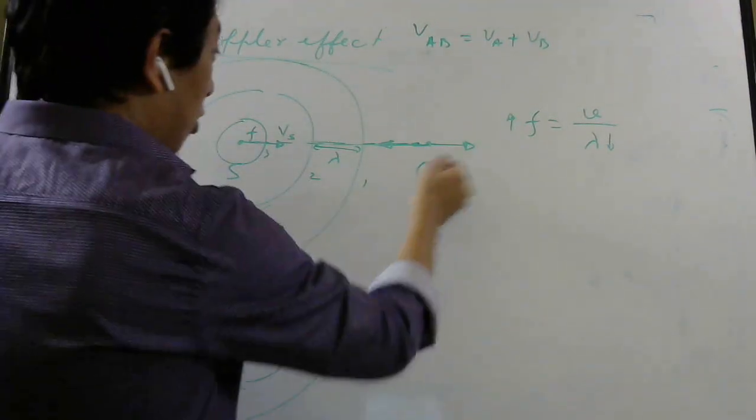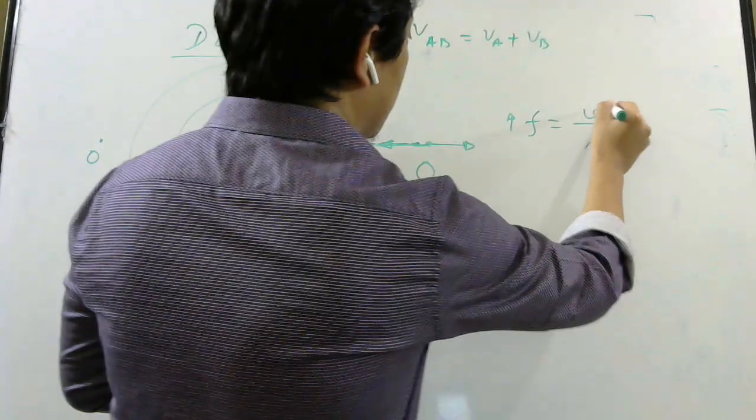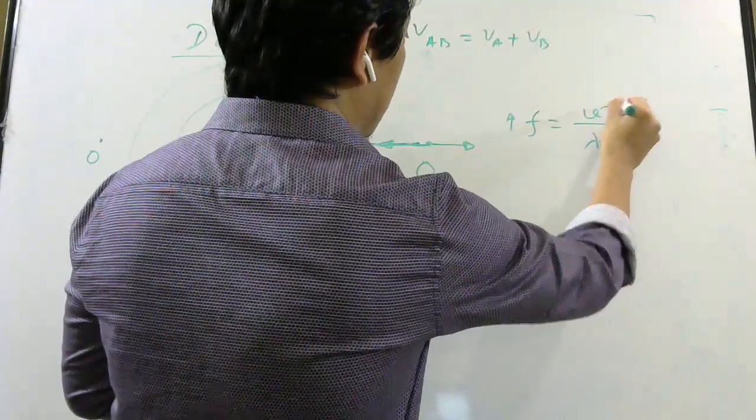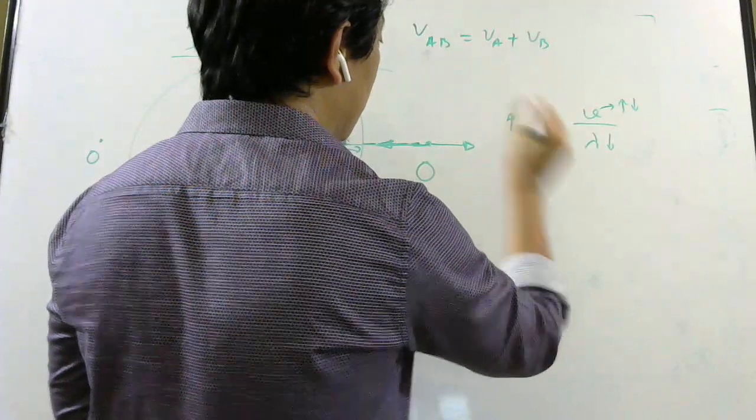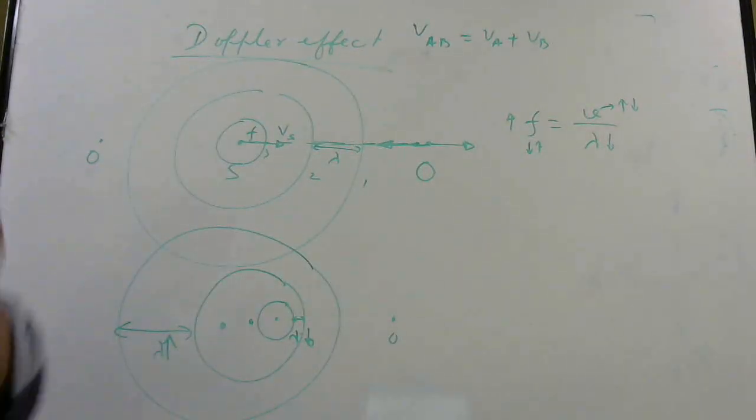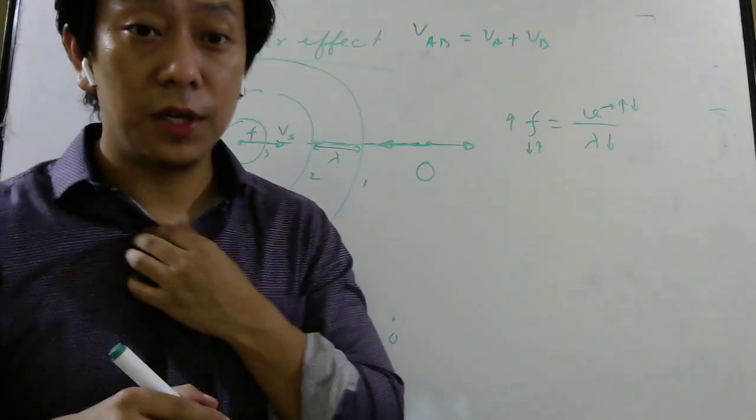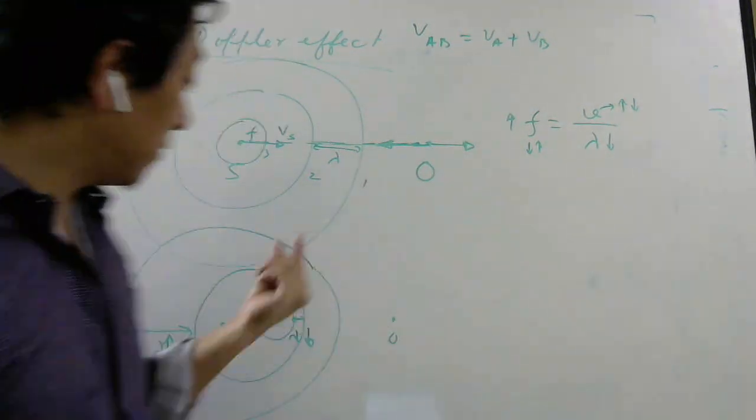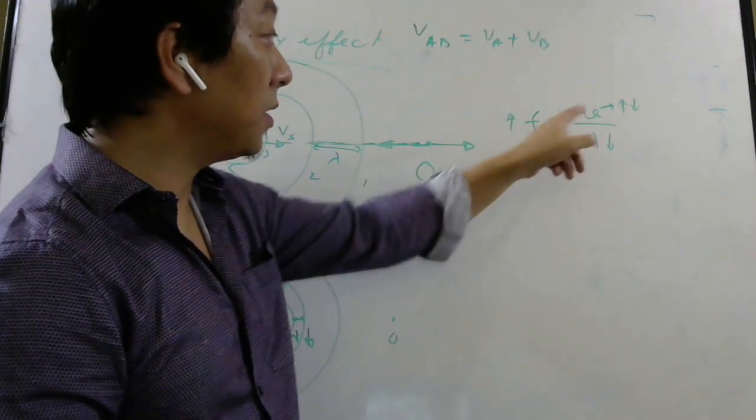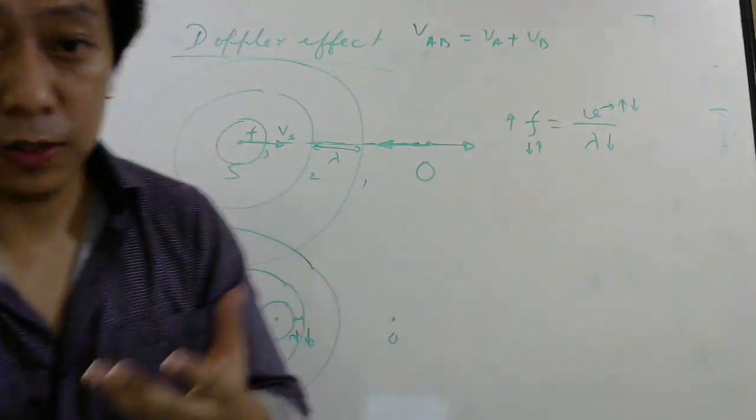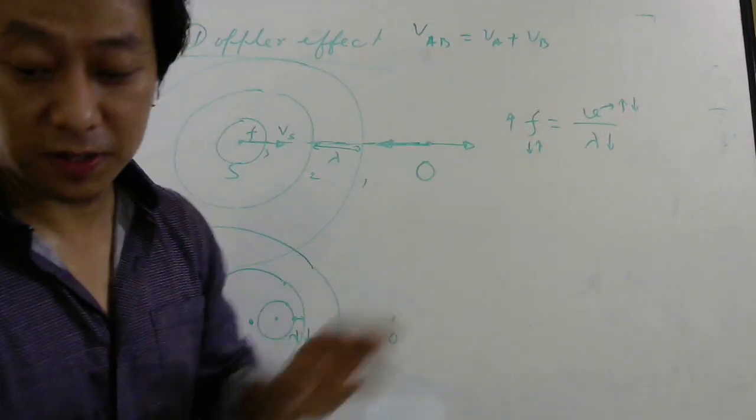So if this observer moves, then the speed of the sound will be affected. So this will increase or decrease, which will in turn change the frequency, increase or decrease. So keep in mind, when the source moves, the wavelength of the sound gets affected. When the observer moves, the speed of the sound gets affected. And these two together change the frequency.